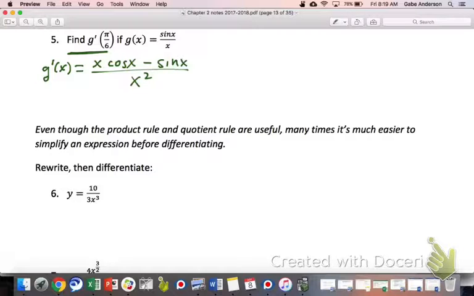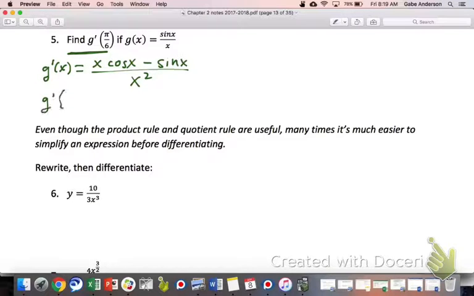Just so you know, if this were a free response quiz question, I would say it's probably worth 3 points, and I just earned 2 of them right there. You want to show evidence that you used the quotient rule, and that's pretty good evidence. Your final step would be to plug in the pi over 6.